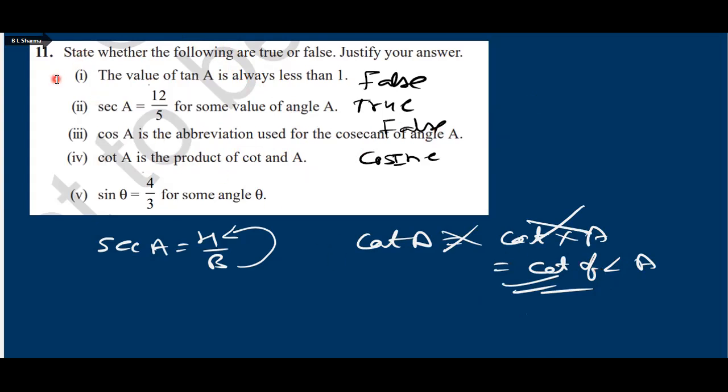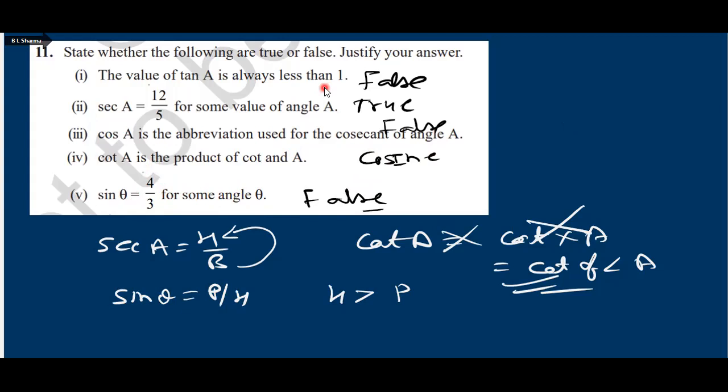और क्वेश्चन नंबर 11, साइन थीटा इज 4 upon 3. क्या ये ट्रू है? देखिए, साइन थीटा इज परपेंडिकुलर अपॉन हाइपोटेन्यूज. And we know hypotenuse is always greater than perpendicular. Here hypotenuse is smaller than perpendicular, means denominator is less than numerator. So this is not possible and we can say this is false.